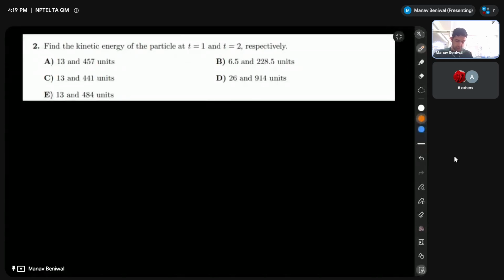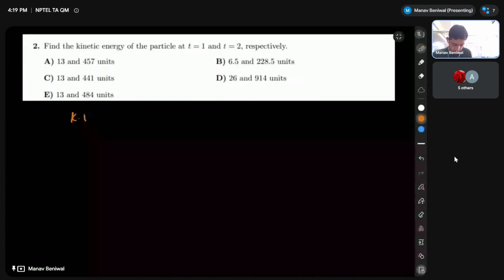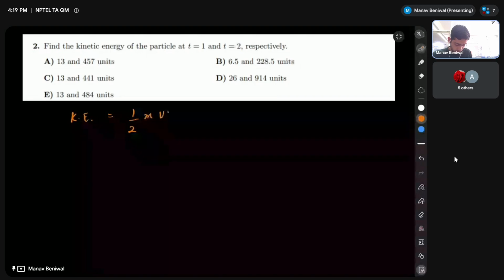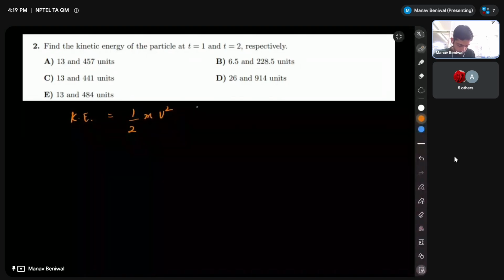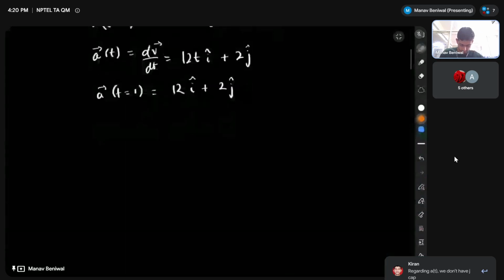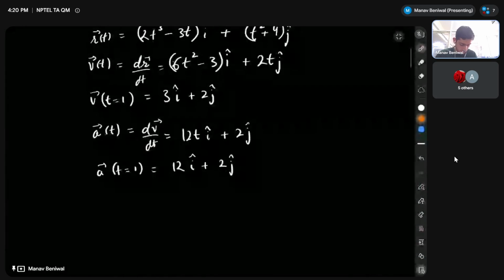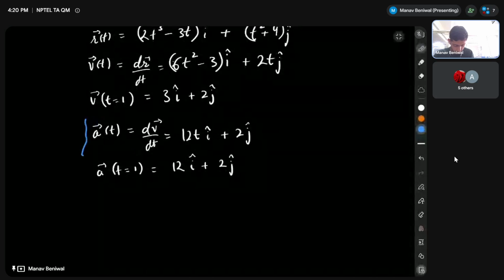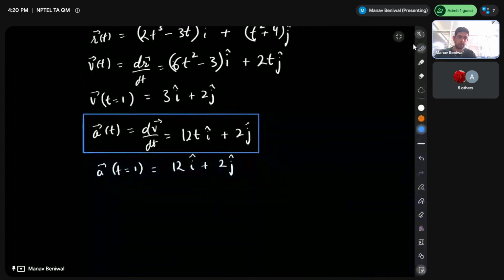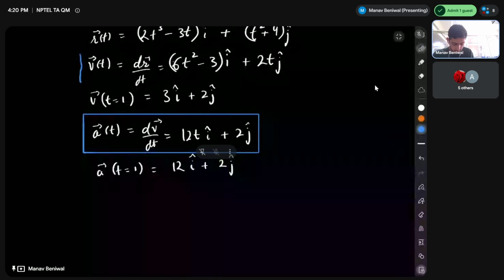Next: find the kinetic energy of the particle at t equals 1 and t equals 2 respectively. So the kinetic energy we know is half m v squared. Regarding a of t, we have a j cap here, but it is constant. So this is a of t and this is v of t.